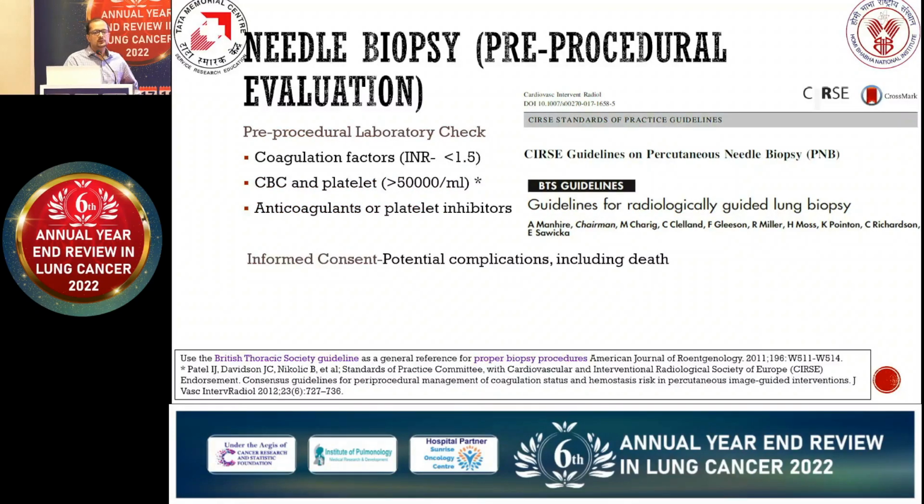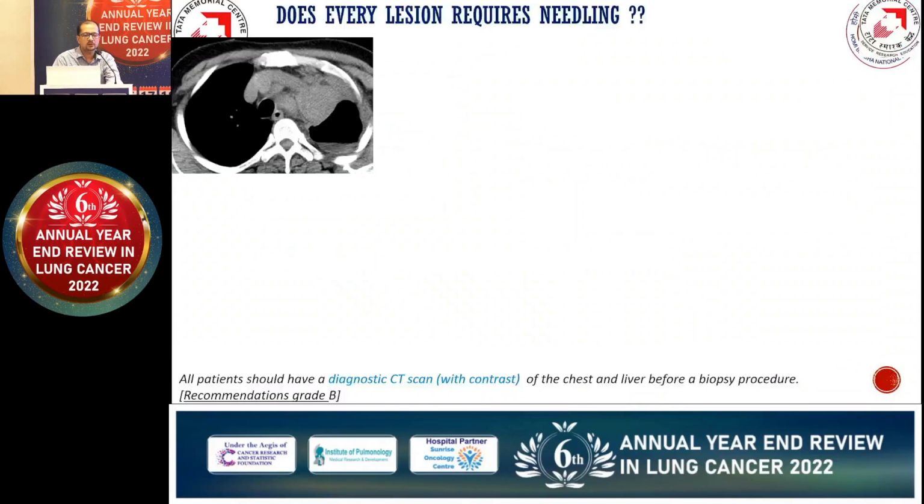So coming to the pre-procedure workup, what we require is coagulation parameters less than 1.5 and a CBC with hemoglobin more than 8 grams per deciliter and platelets of more than 50,000. The patient also needs to be counseled regarding the complications, and if the patient is an outpatient, we need to ask whether he is flying back and on which day; all of this needs to be taken into consideration. And if the patient is on anticoagulation, anticoagulants need to be stopped.